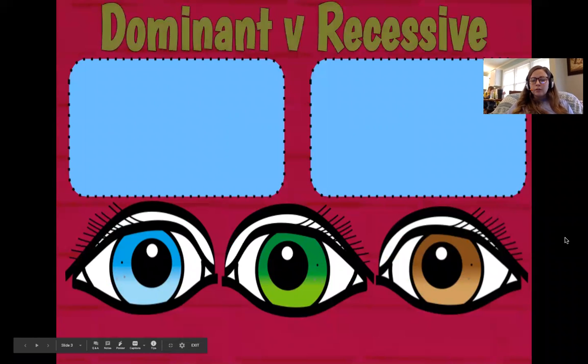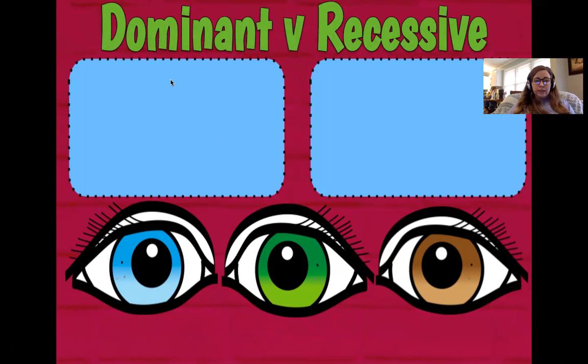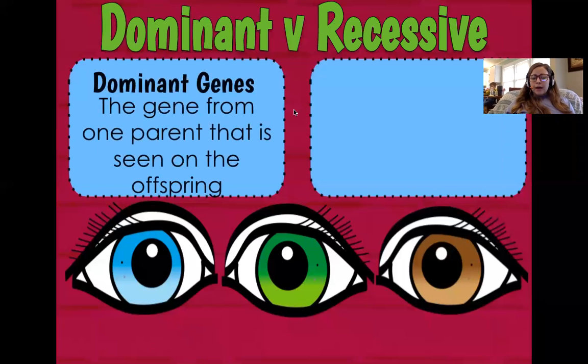All right, so today we're going to be digging in deeper into dominant and recessive traits. For your assignment today, you're going to be doing some research on those, but I'm just going to give you a basic definition for the two. You're going to learn a lot more about it in your assignment that's posted in Echo. Dominant genes are the genes from one parent that is seen on the offspring, or that is usually seen.